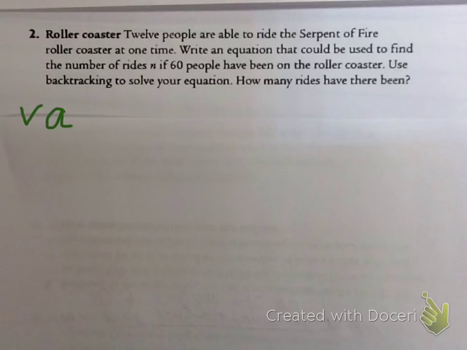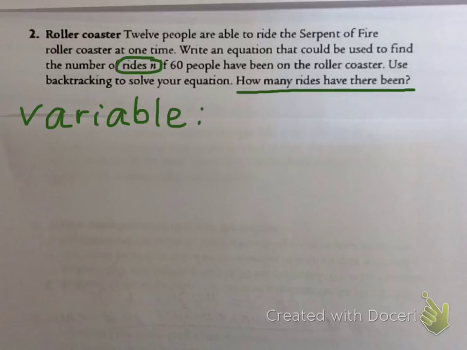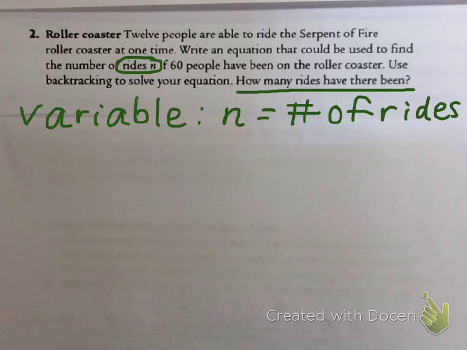First, as always, let's make sure that we've decided on what the question is asking us and what our variable will be. How many rides have there been? That's what I'm trying to find out. This problem already told me that my variable needs to be n, which is going to be the number of rides. This should be in your notes.